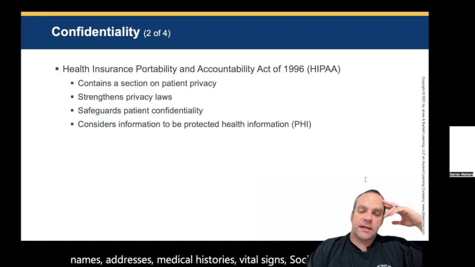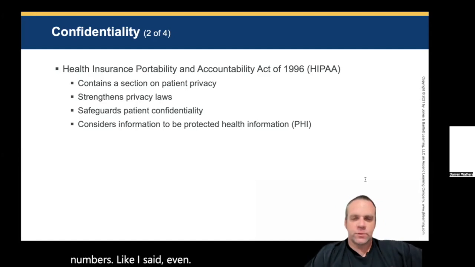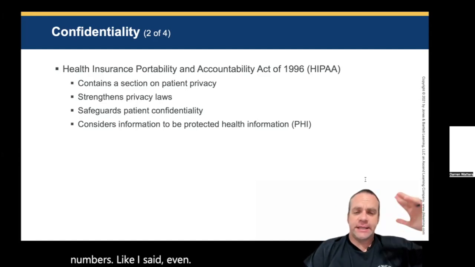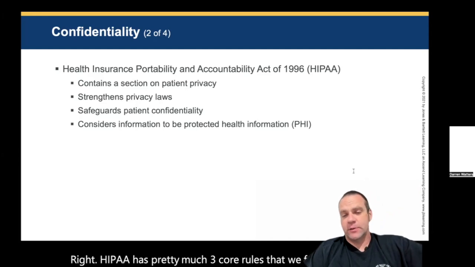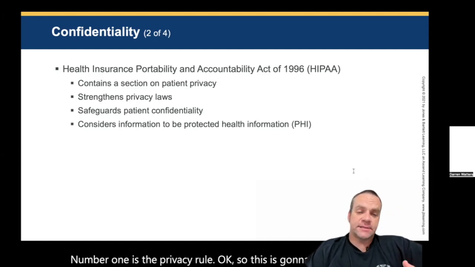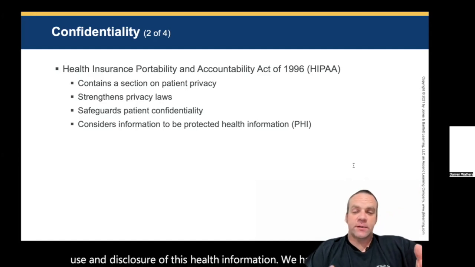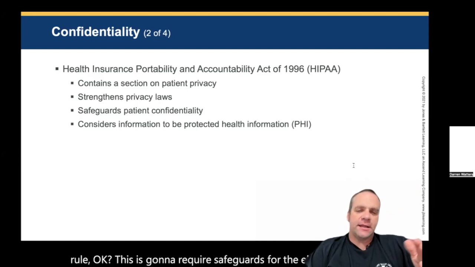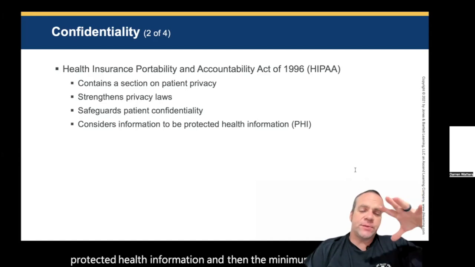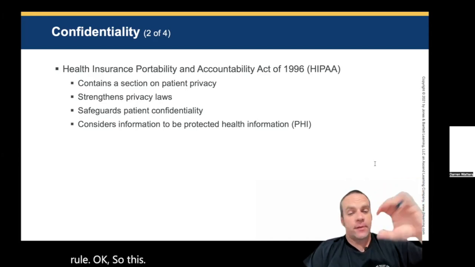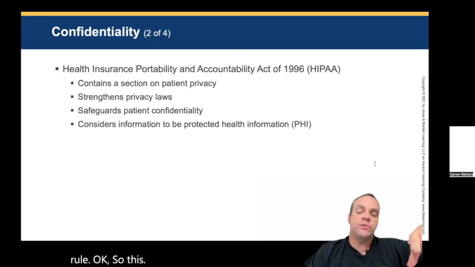HIPAA has three core rules that we follow in EMS. Number one is the privacy rule, which protects the use and disclosure of this health information. We have the security rule, which requires safeguards for electronic protected health information. And then the minimum necessary rule, which means you may only share the smallest amount of info needed to do your job.